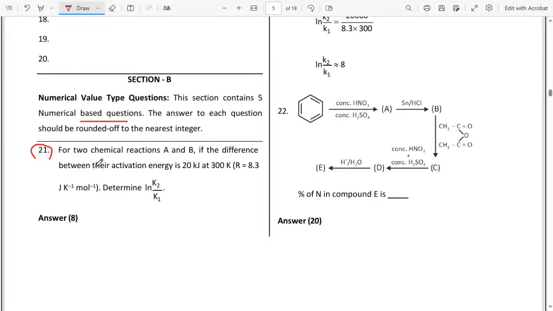So question number 21. For 2 chemical reactions A and B, if the difference between their activation energy is 20 kilojoules at 300 K, where the gas constant is R equal to 8.3 joules per kelvin per mole, determine ln K2 by K1. Answer is 8. So you have to enter 8. On your computer screen you will get a calculator-like keyboard option, with which you can enter the numerical values. So let us write 8. So the answer is 8, students.